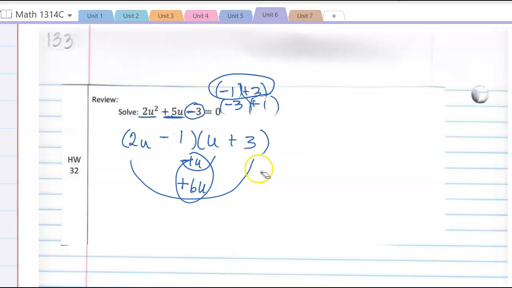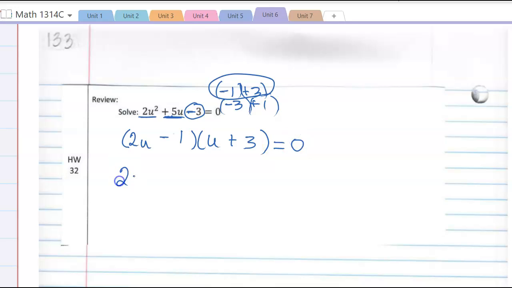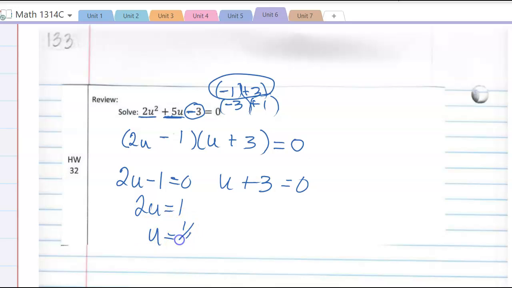Now that we have factored, we need to set it equal to 0, and we let each of the factors equal to 0. And then we solve for u. And our solution set will be 1/2 and negative 3.